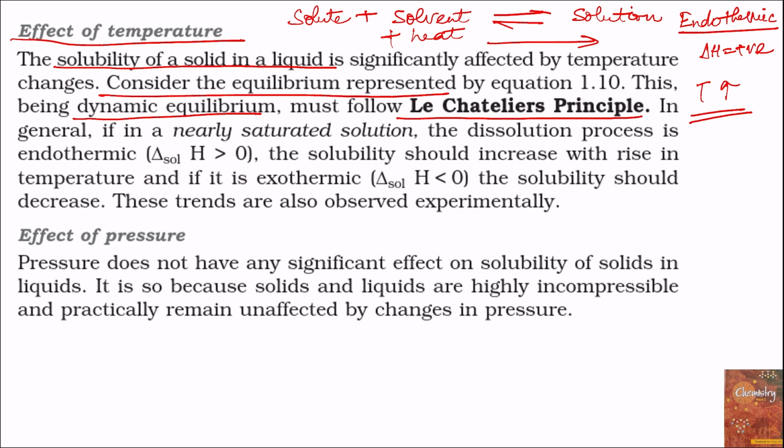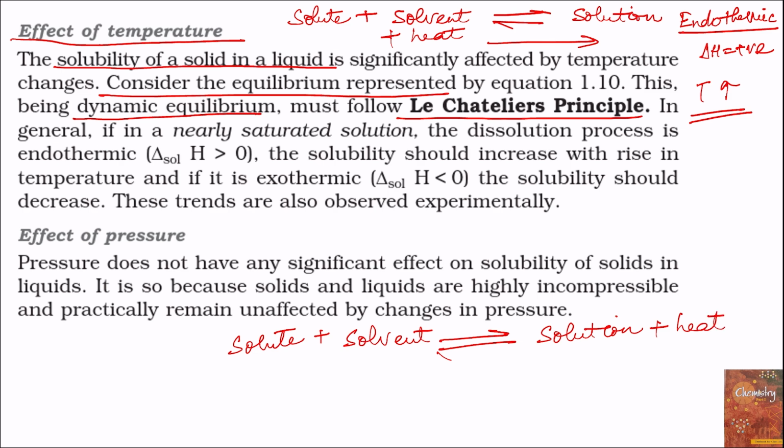Next is exothermic reaction. In case of exothermic reaction, what happens? Solute plus solvent forming solution, and in this case heat is evolved during the reaction, means heat is on the product side. Now this kind of reaction is called exothermic reaction, and in this reaction delta H is negative. Now in this case dissolution takes place with the evolution of heat.